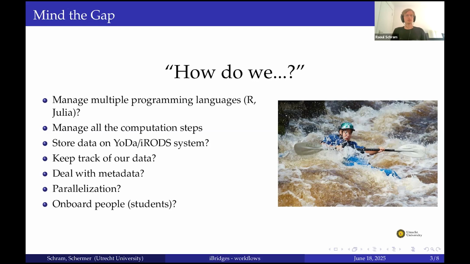How do we store the data on our local UU Yoda/iRODS system? How do we keep track of our data, because they're producing a lot of different runs with different parameters? So how can I ever find the data with a certain parameter? How do you deal with that metadata? How do I store it? Can we parallelize it, because it takes a long time?